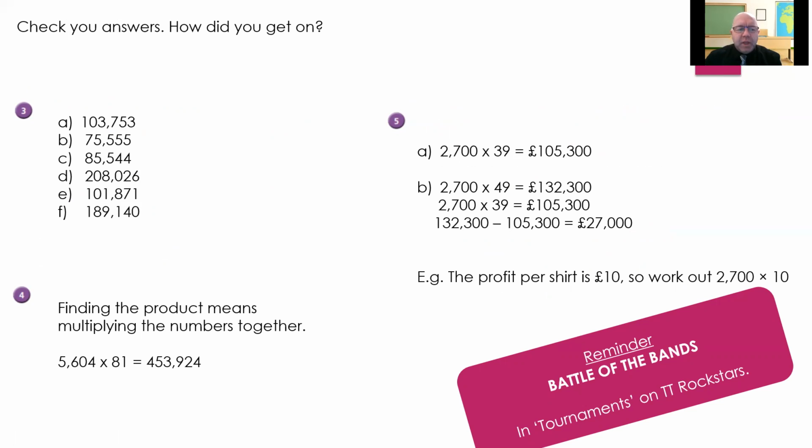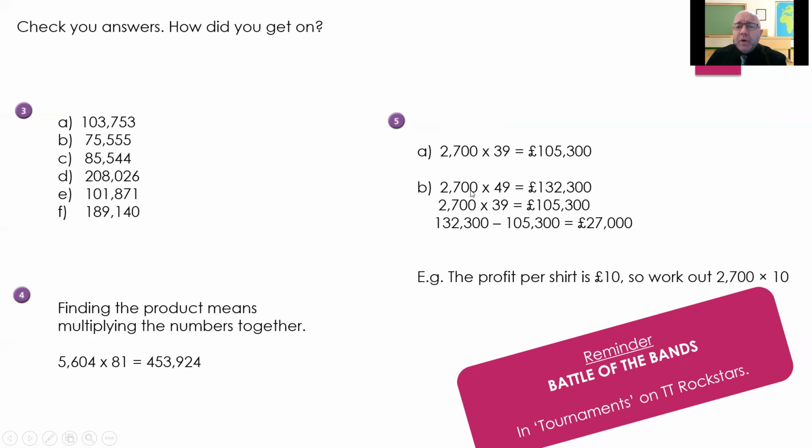Now, finding the product simply means to multiply. Product is another word for multiply. So for this one, your question was 5,604 multiplied by 81. And the final answer was 453,924. So number 4 was very similar to the questions in number 3. Question 5, 2,700 shirts costing £39. So the question you need to do is 2,700 multiplied by 39. And you should have got 105,300. So that's how many pounds the shop paid for the shirts.